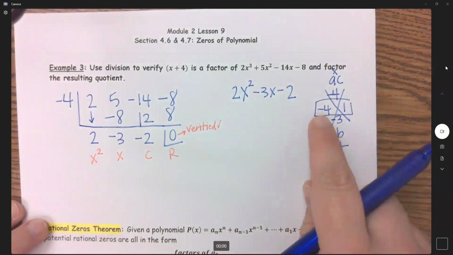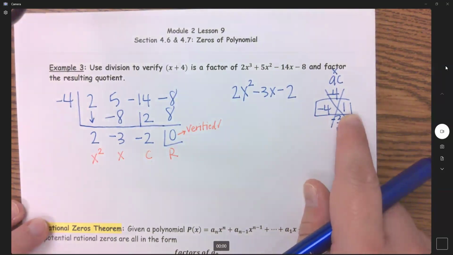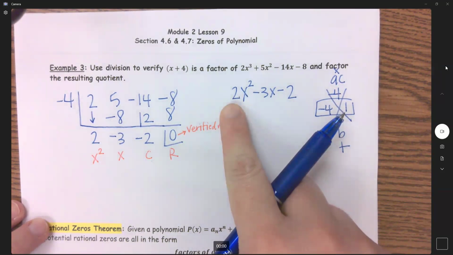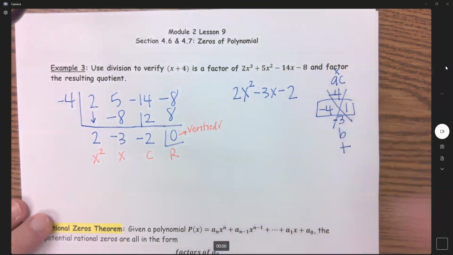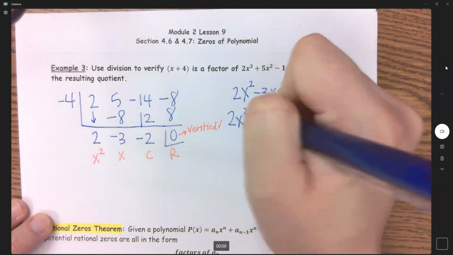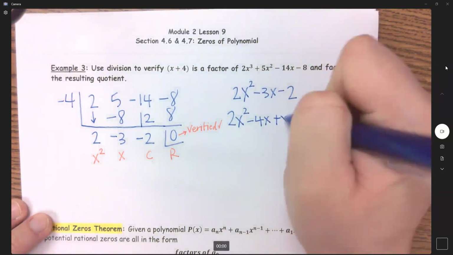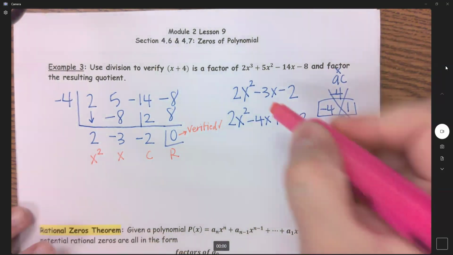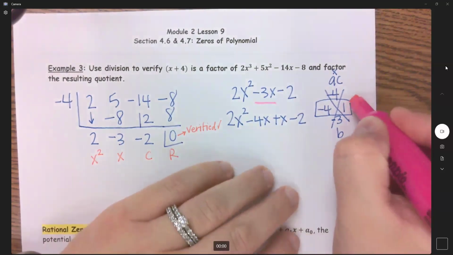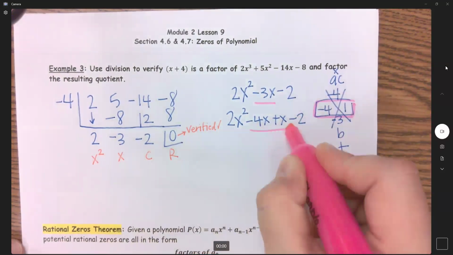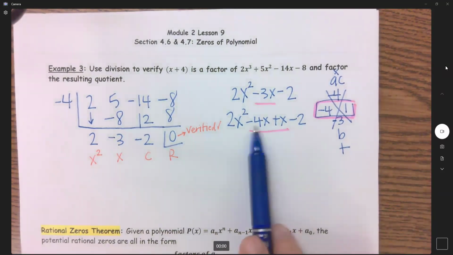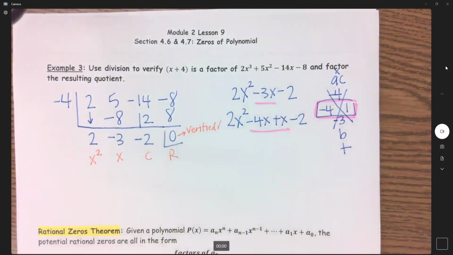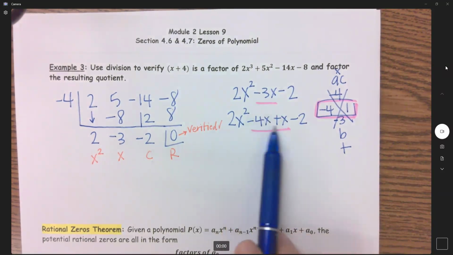So I cannot just say this factors to x minus 4 and x plus 1 because x times x does not give me a 2x squared. Because this is a hard trinomial, meaning my a is not 1, we need to rewrite this middle term. So now we have 2x squared minus 4x plus x minus 2. What I did is I rewrote this middle term using these numbers here. And if I combine these back together, -4x plus x gets me back to -3x. So I haven't changed this at all. I've essentially unsimplified. I've broken this term into 2 terms.